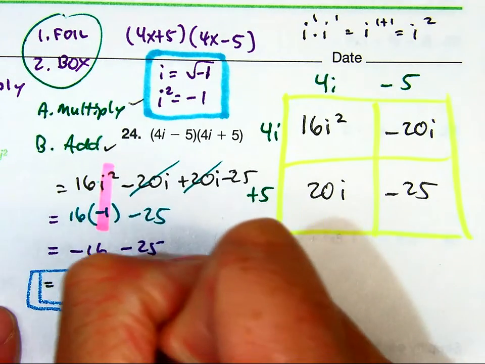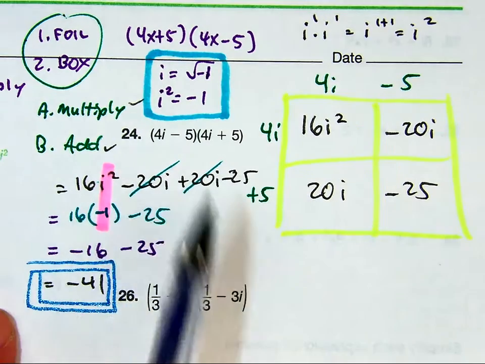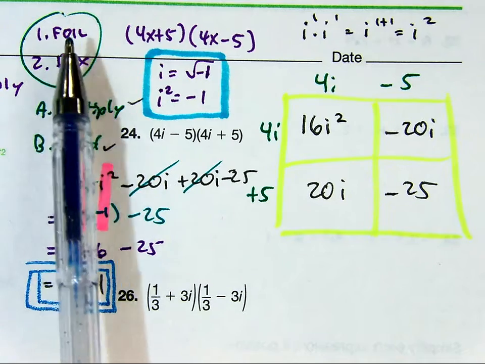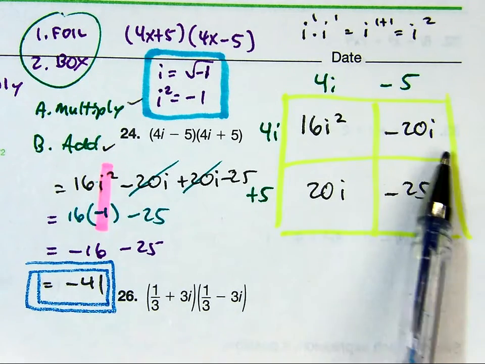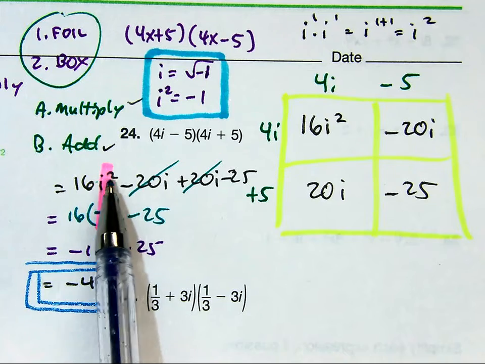So the big idea in this problem is you will use FOIL or box to multiply. You'll multiply, then add, and then the hardest part is i squared equals negative 1.